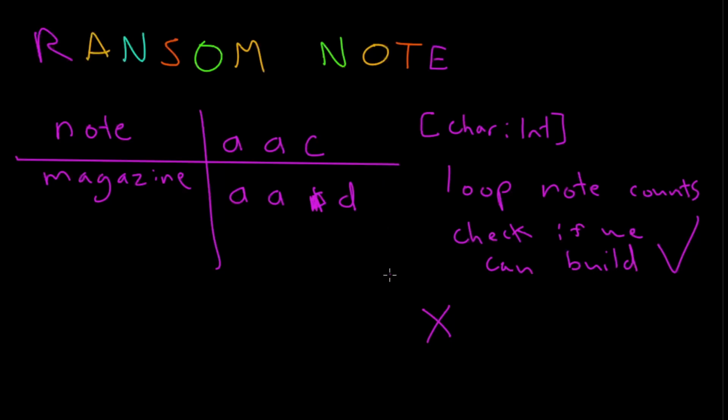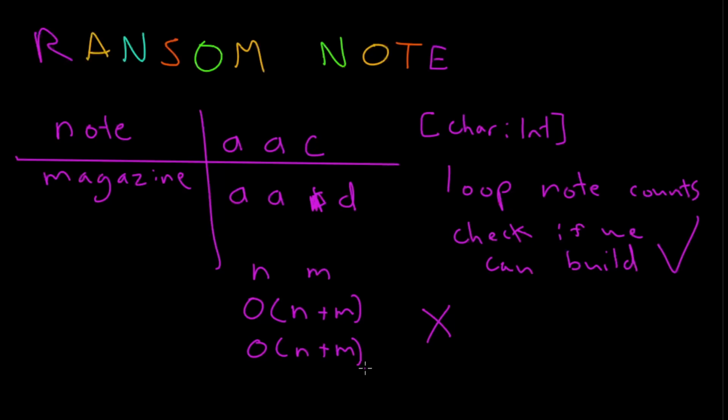The time and space complexity are going to actually require two different variables. So if I let n equal the length of the note and m equal the length of the magazine string, we're going to end up with a time complexity of n plus m, and the space complexity is going to be in the same boat. We're going to have n plus m.